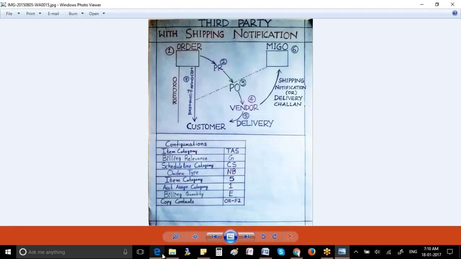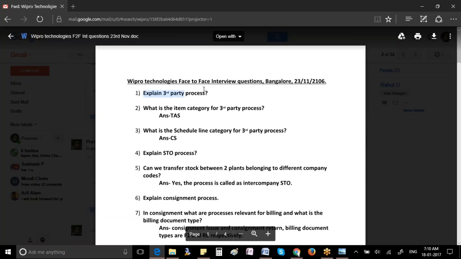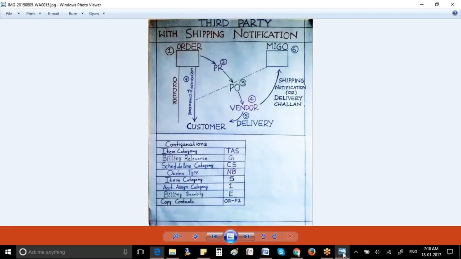Why? Because this is the question they asked: explain the third-party process. By seeing this image, can't you answer it? Very easily, right? Order, PR, PO, vendor does a delivery to the customer, raising a MIRO to the company. That's it. You can tell easily. And item category, here itself it is TAS. Schedule line, CS, here itself it is.